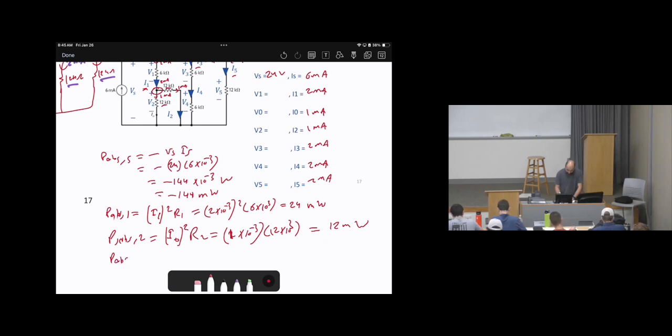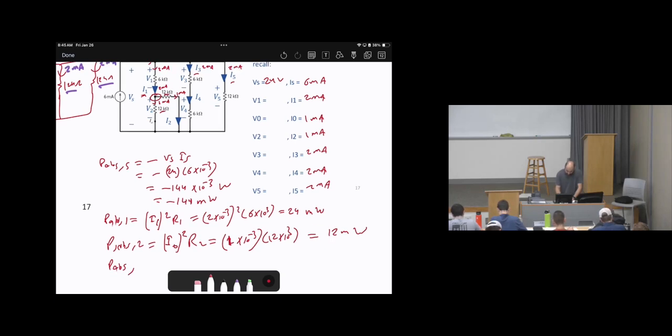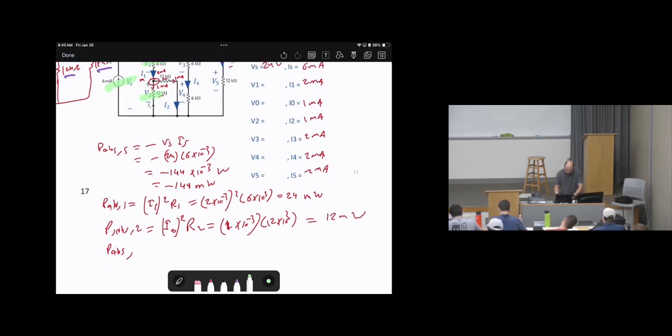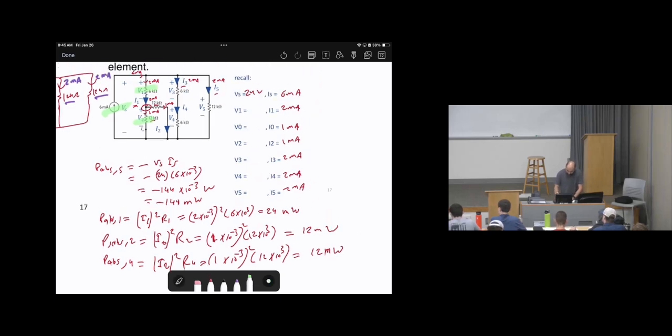Now for the power absorbed by elements, we just did V1, this one, we did these three. Then let's do element 4, then we will come back to 3 later. So for element 4, it will be I2 square times R4, which is going to be 1 times 10 power negative 3, squared, don't forget the square, times 12 times 10 power 3. Then it will be 12 milliwatts.